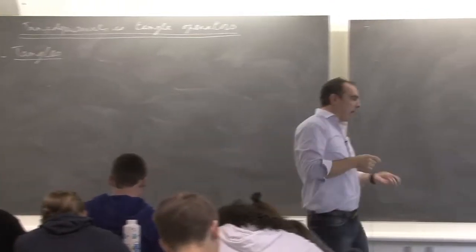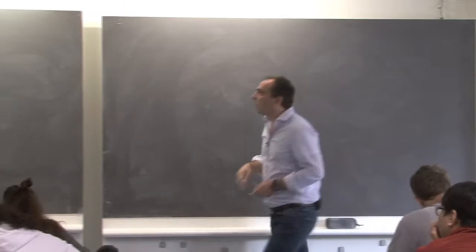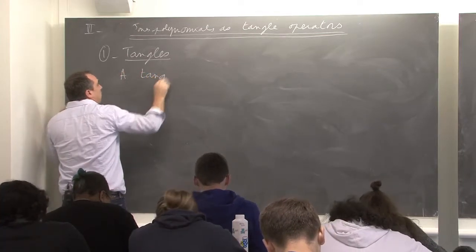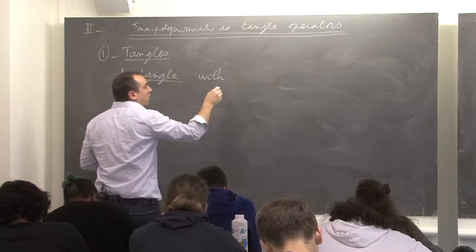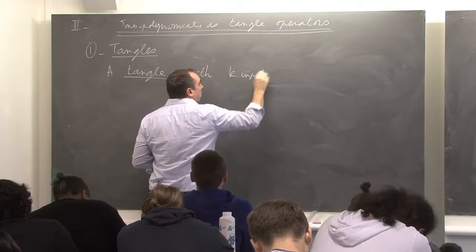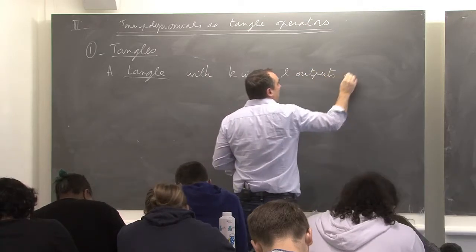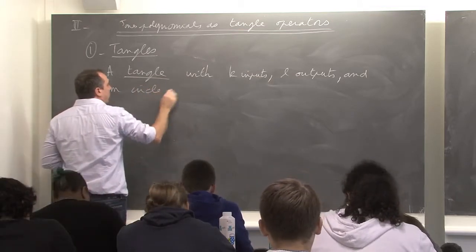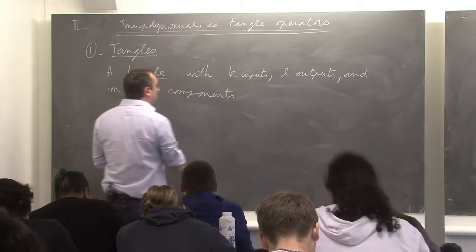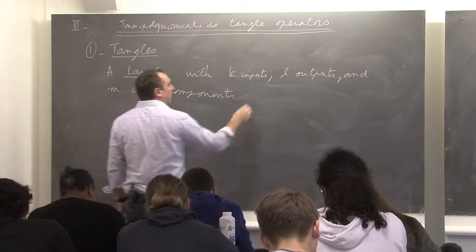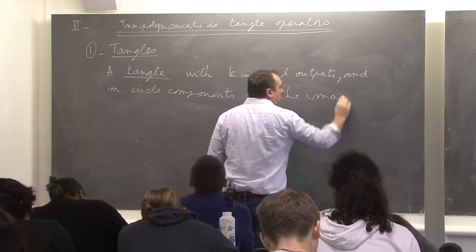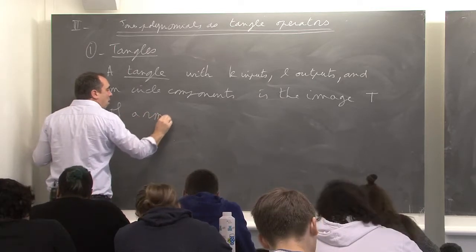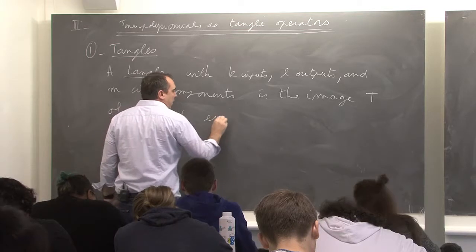Basically, they are like links, but we allow free ends. So let's say a tangle with k inputs, l outputs, and m circle components is the image, let's call it T, of a smooth embedding.